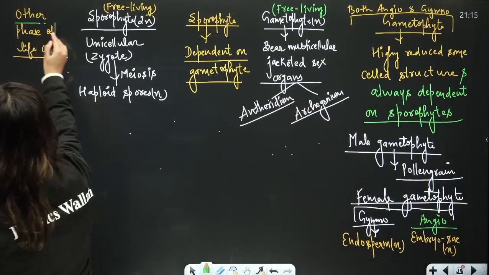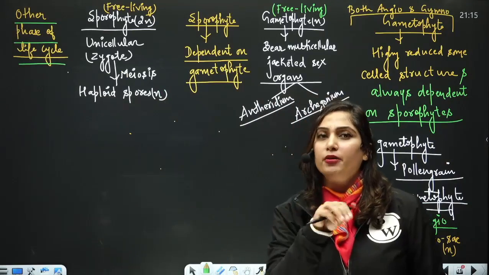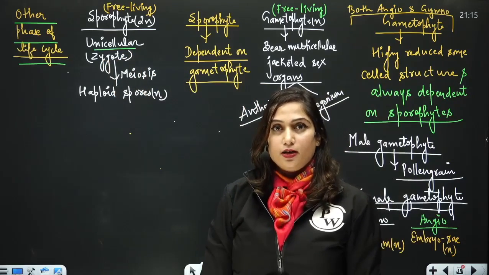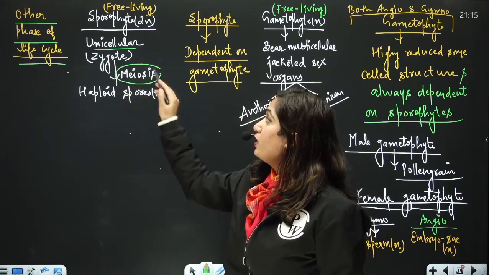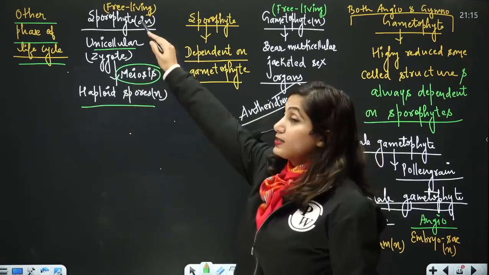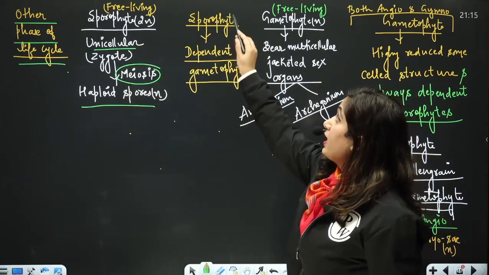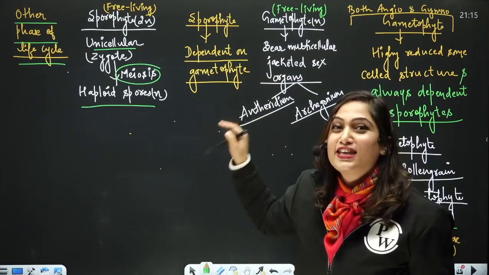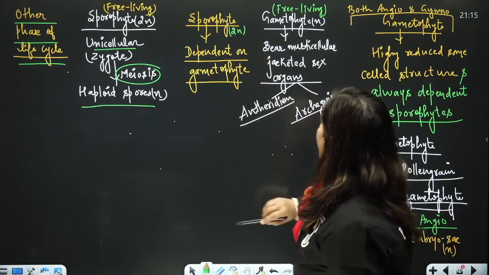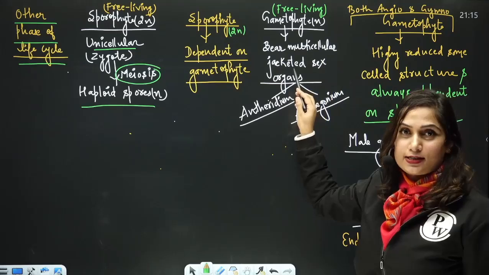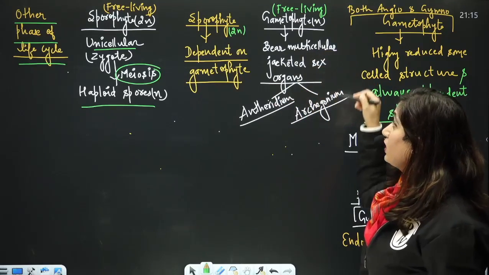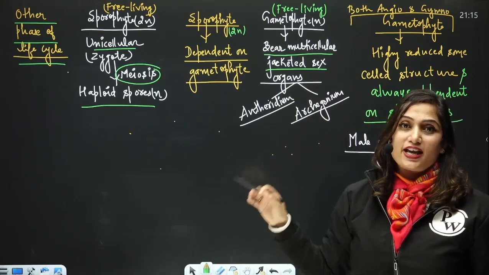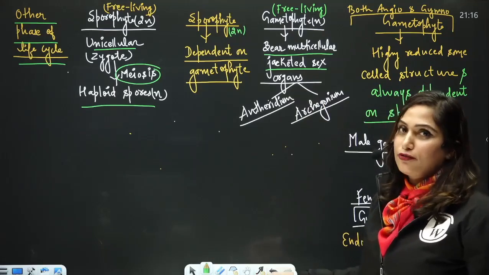Now, what is the other phase of life cycle which is not dominant? In algae, it is a sporophyte, which is unicellular. Sporophyte is unicellular, which is represented by zygote, and zygote undergoes meiosis to form haploid spores. And yes, sporophyte is free living in case of algae. But in case of bryophytes, sporophyte is not free living, but is dependent on the gametophyte. Okay. The gametophyte of the pteridophytes is free living and it is present on the soil. And it also bears multicellular jacketed sex organs, antheridium and archegonium, just like bryophytes.